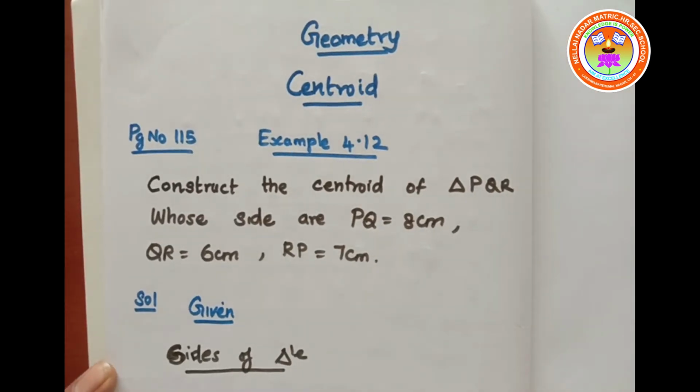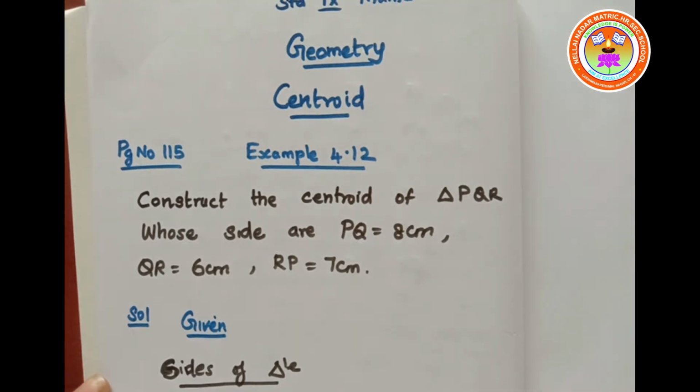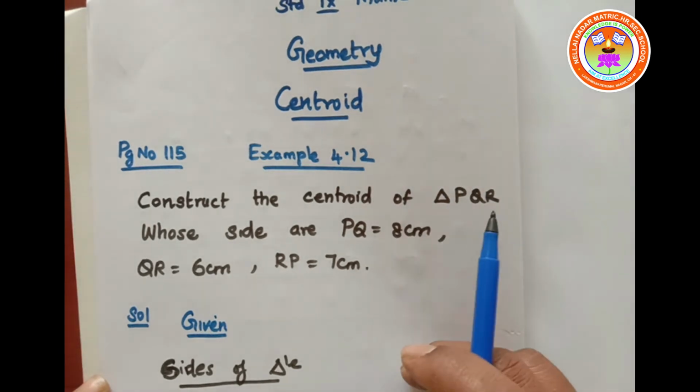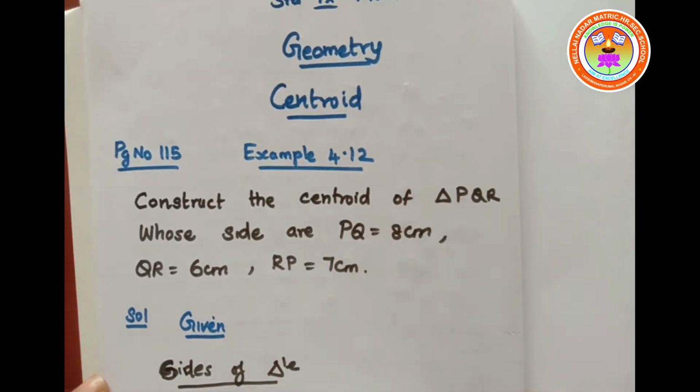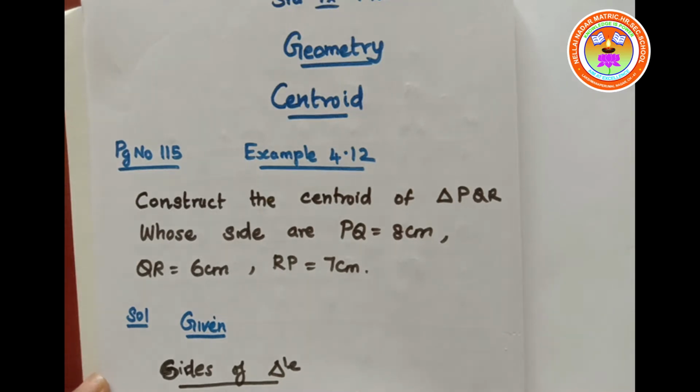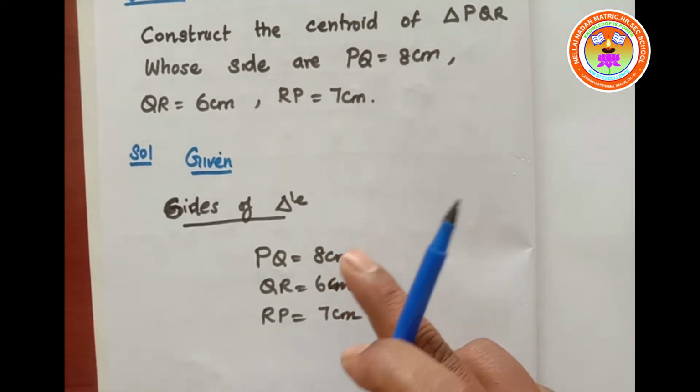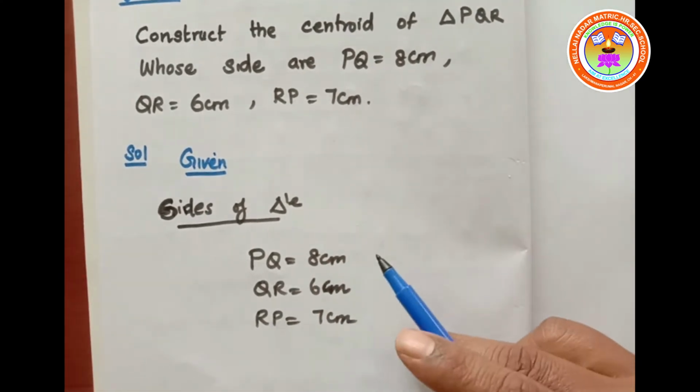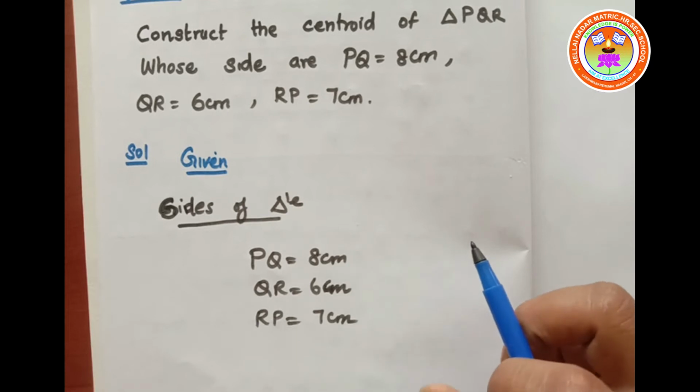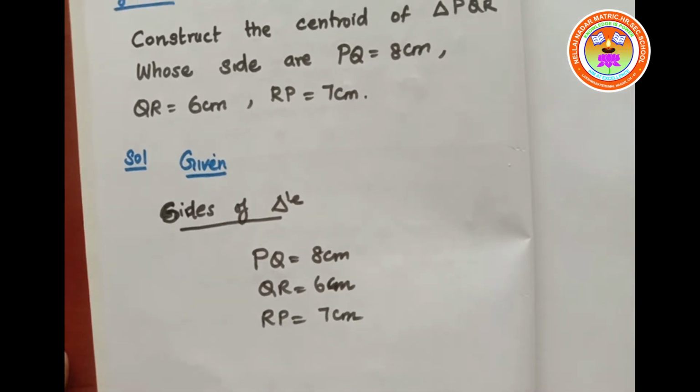Now we'll see one example. Page number 115, example 4.12. Construct the centroid of triangle PQR whose sides are PQ equal to 8 cm, QR equal to 6 cm, RP equal to 7 cm. Given the sides of the triangle are PQ equal to 8 cm, QR equal to 6 cm, RP equal to 7 cm.